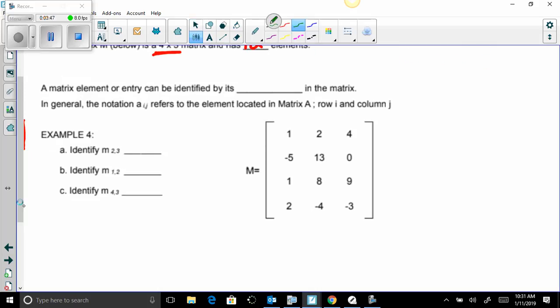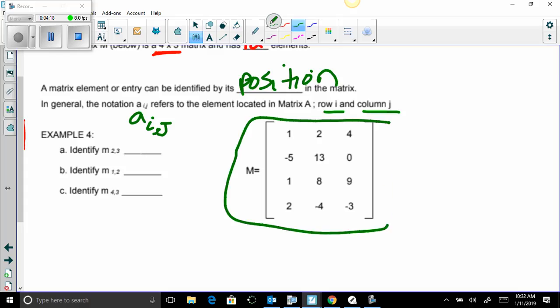A matrix element or entry can be identified by its position in the matrix. In general, the notation a sub i, j refers to the element located in matrix A, row i, and column j. So let's look at it with actual numbers. So we want to look at this matrix and answer A, B, and C. So identify M2,3. Well, what does that mean?